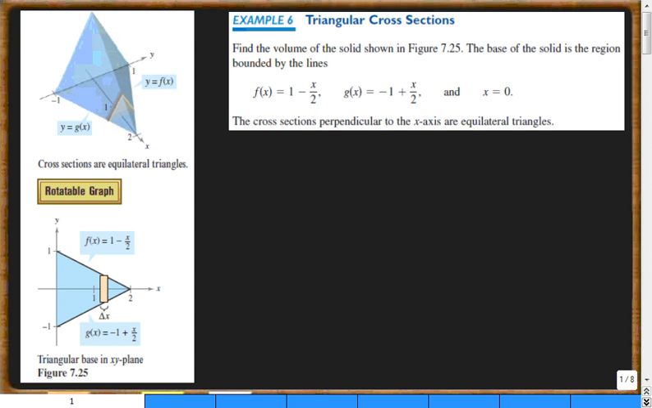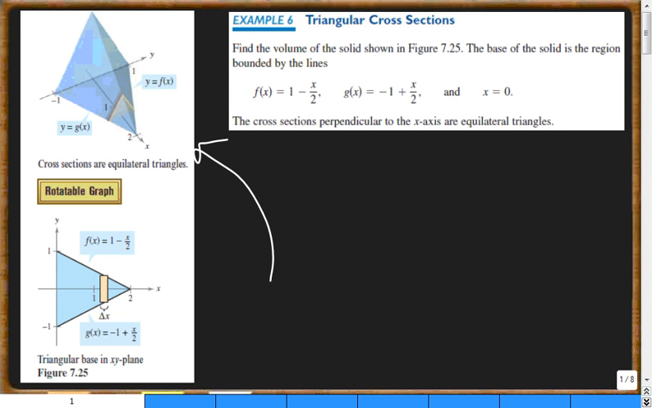Okay, we move to example 6. This problem's a little different because we are no longer revolving around an axis, so using the disk and washer method. Now what it's giving us is some concept known as cross sections, and we'll look at this problem. So it says find the volume of the solid shown in this picture over here.